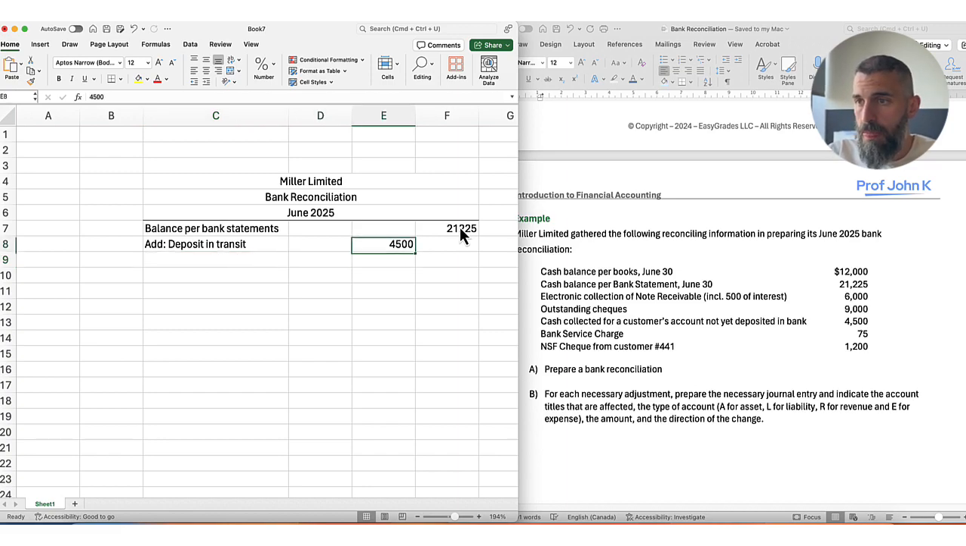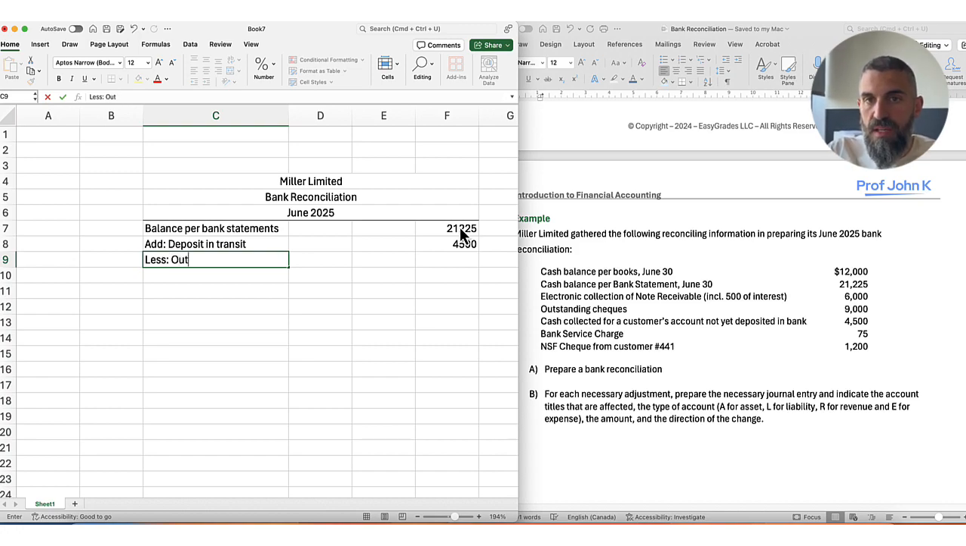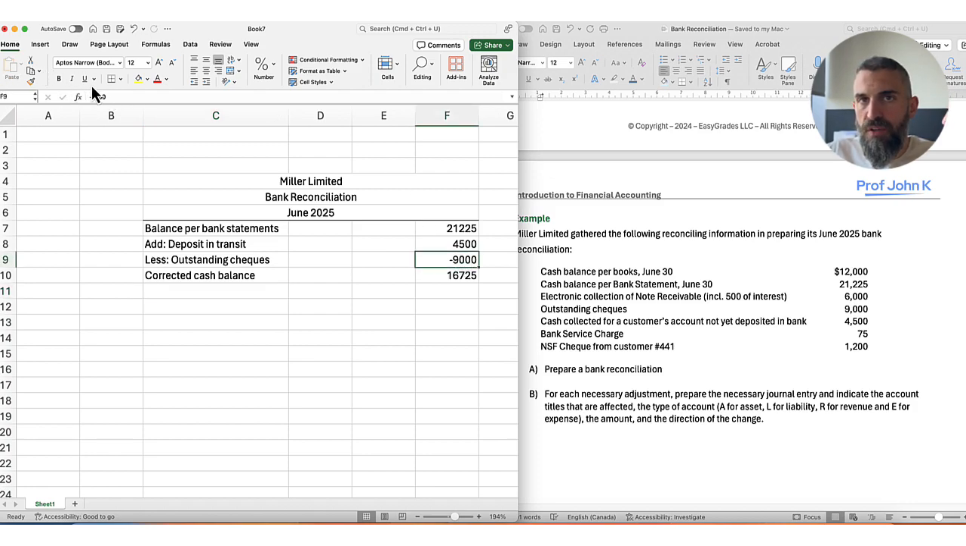Okay, great. So we're going to put that over here. And now we want to see, do we have any outstanding checks? Really, that's the only subtraction from your bank statement. So I see outstanding checks there, 9,000. So minus 9,000. Our corrected cash balance would be, if you do 21,225 plus 4,500 minus 9,000, 16,725.